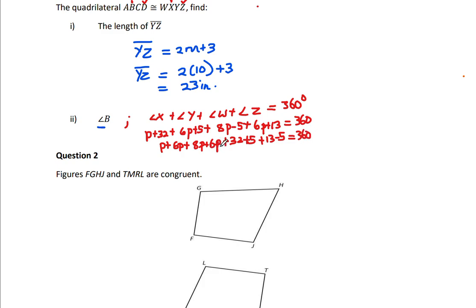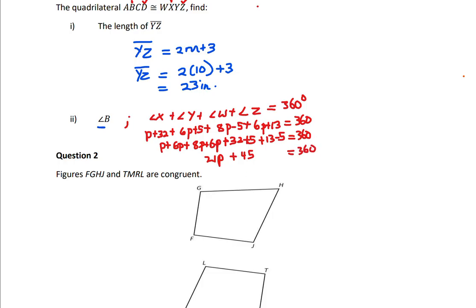Since I only have one unknown, which is P, it's easy to compute this. So we say P plus 6P will be 7P, plus another 8P gives us 15P, plus 6P gives us 21P. Let's now simplify the constants. 32 plus 5 gives us 37. 37 plus 13 is going to give us 50. And 50 take away 5 is going to give us a positive 45. So I have 21P plus 45 equals 360.